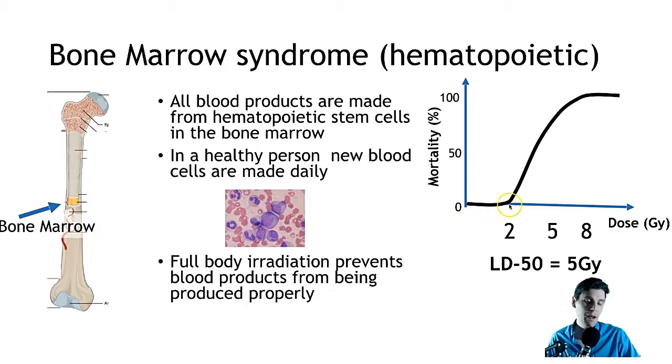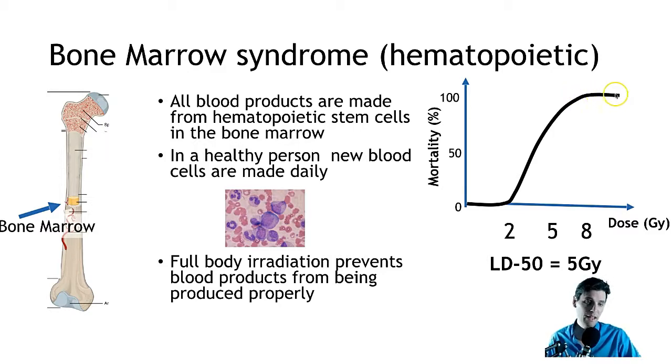But up to about 2 gray is what we call lethal dose to 0% of the population. So you're very unlikely to die if you have a radiation dose of up to 2 gray in one of these short time windows like we're talking about. That's LD0. LD50 is around 5 gray. So about 50% of the population will die if given an exposure to 5 gray. And then LD100 is about 8 gray.